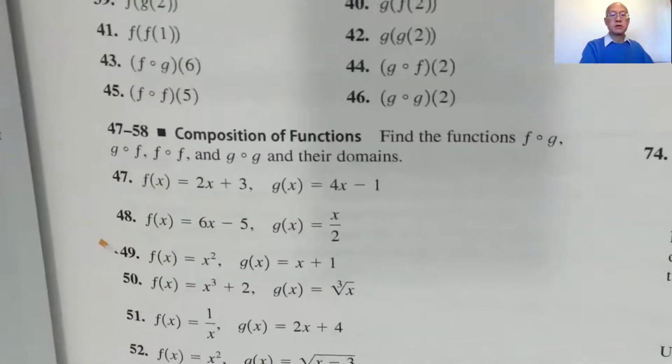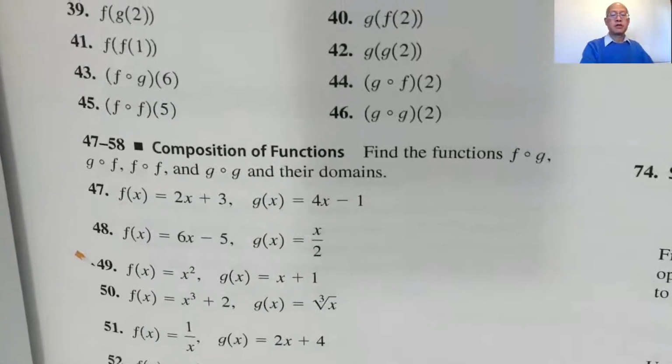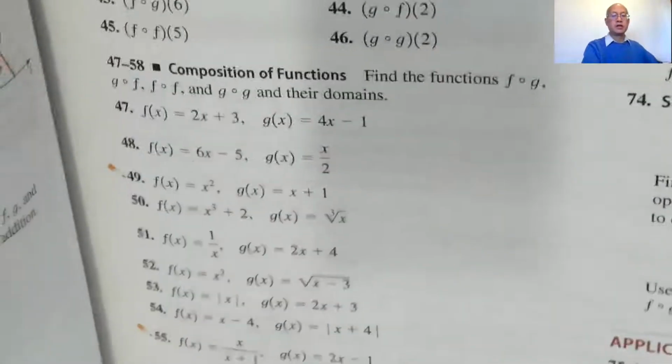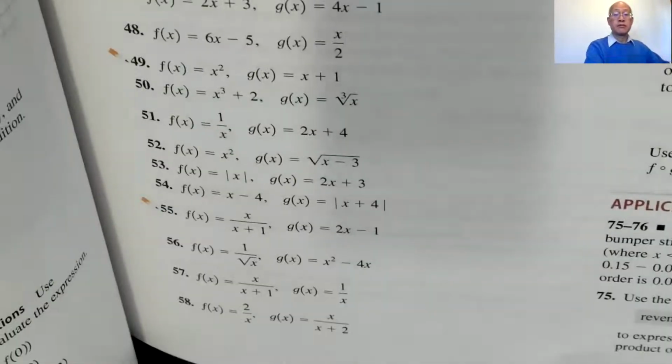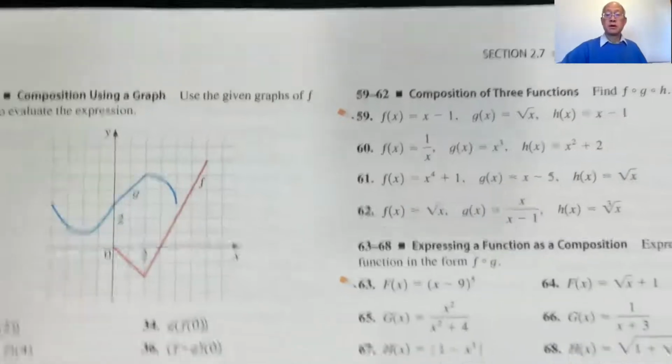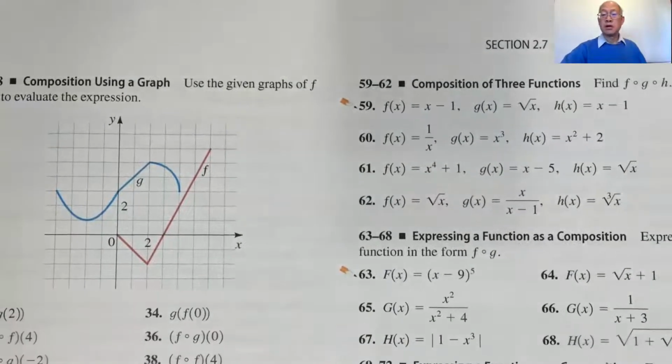Compositions: f circle g, g circle f, f of g, g of f, stuff like that. I think you can see that even though I'm raising it up at the bottom. And there we go. Okay.